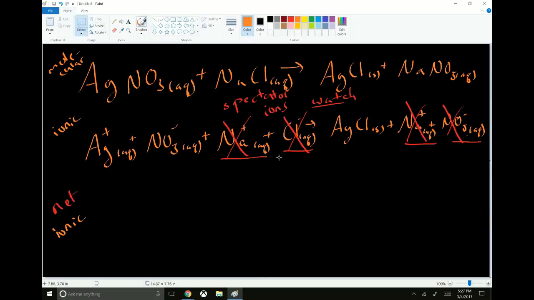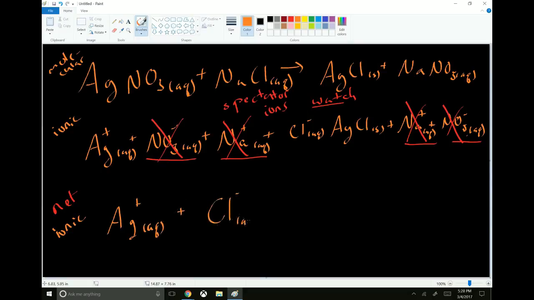Oopsie, I made a mistake up here. I'm terribly sorry. The reason I'm calling it a mistake is because chloride does participate in the reaction. What doesn't participate is nitrate over here on the left. Okay, now that we fixed that, we write out the net ionic equation: Ag+ aqueous plus chloride 1- aqueous goes to form silver chloride, the insoluble product. Falls out of solution.